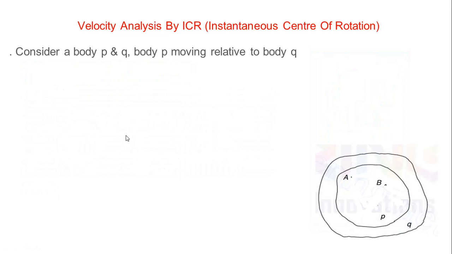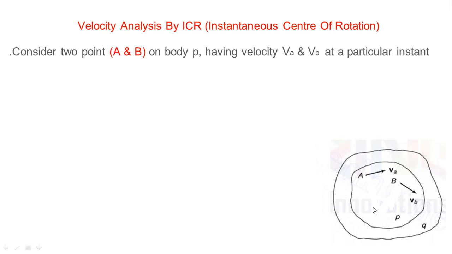Next, now consider that there is a body P over here, and body Q over there. Body P is rotating with some velocity. Relative to body Q, we assume that body Q is fixed. Now consider two points on body P: point A and point B. Both points are on body P, and body P is moving relative to body Q.